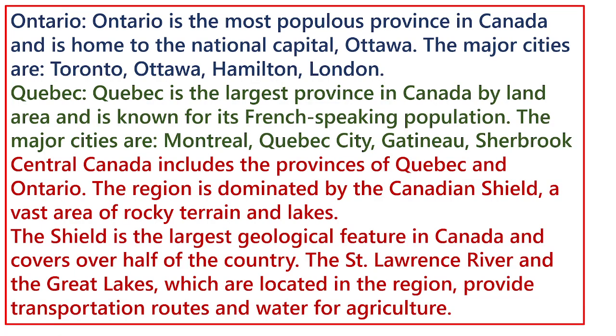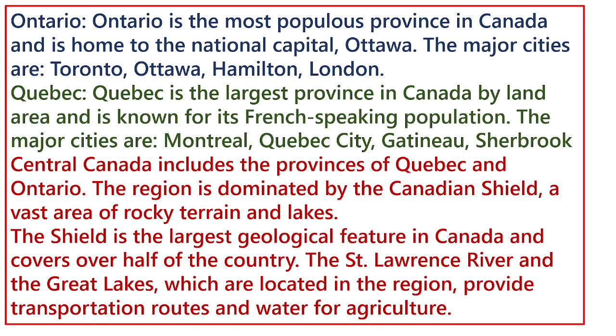Ontario. Ontario is the most populous province in Canada and is home to the national capital, Ottawa. The major cities are Toronto, Ottawa, Hamilton, London. Quebec. Quebec is the largest province in Canada by land area and is known for its French-speaking population. The major cities are Montreal, Quebec City, Gatineau, Sherbrooke.